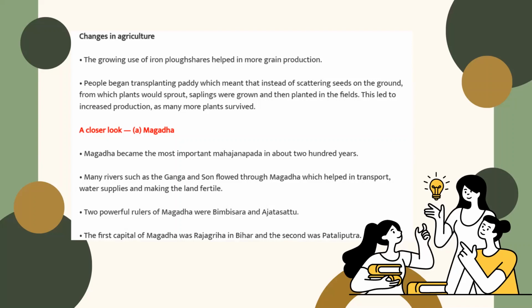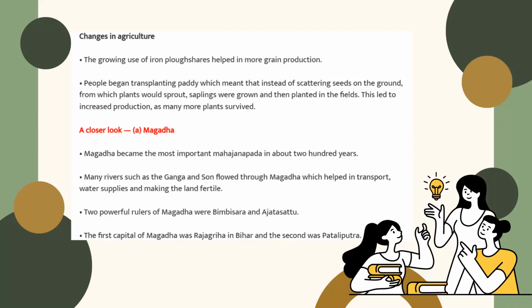Now let's look at Magadha. Magadha was a very important Mahajanapada for about 200 years, and many rivers like the Ganga and the Son flow through Magadha. That is why Magadha became a very strategically important place, because it helped in transportation, in water supplies, and also in making the land fertile.